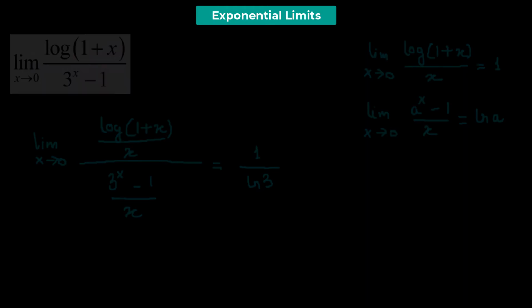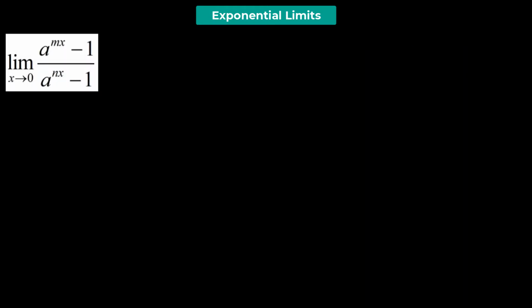Let us do another problem. So we have a raised to the power of mx minus 1 in the numerator divided by a raised to the power of nx minus 1. So we need to determine the limiting value. What we're going to do is divide the numerator by mx. So we're going to rewrite the numerator: a raised to the power of mx minus 1 divided by mx. Now mx being an extra term that we're dividing by, we need to multiply by mx.